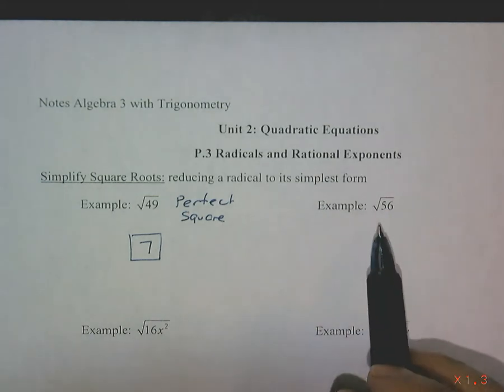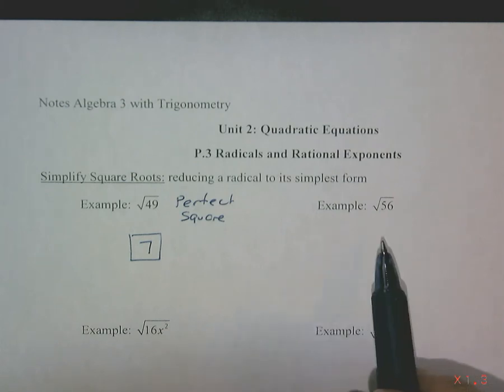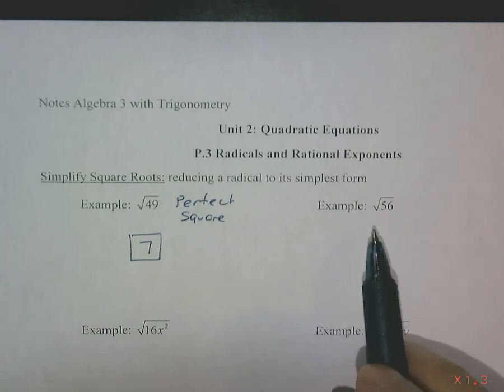Then this number here, 56. 56 is not a perfect square. 7 squared is 49. 8 squared is 64. So I know it's somewhere between 7 and 8.